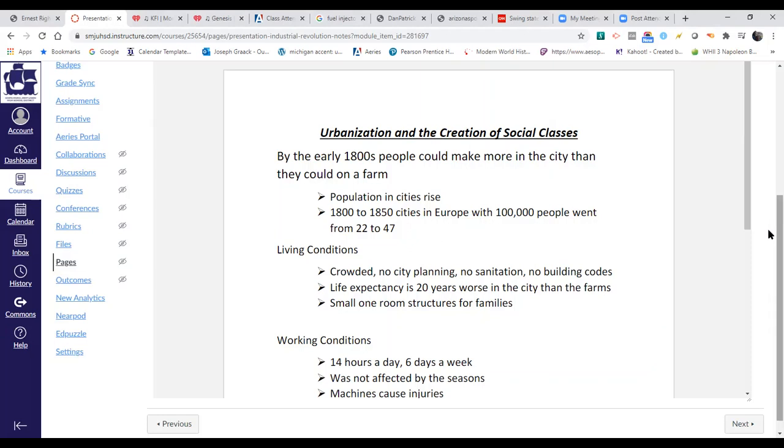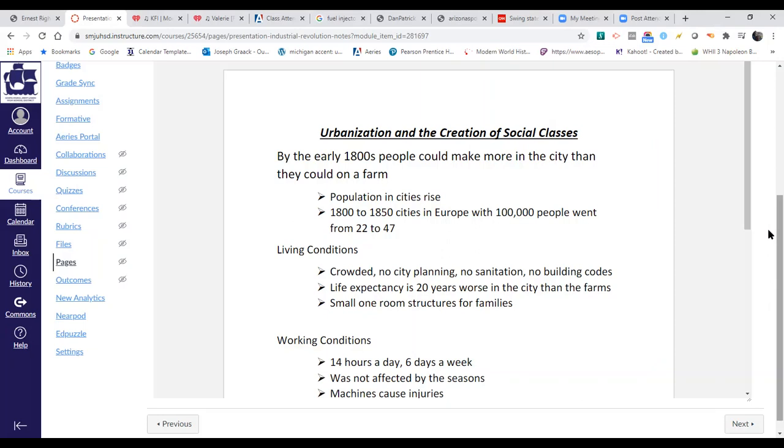So from 1800, and remember, Napoleon's reign ends about 1812. Europe is back to normal about 1815. From 1800 to 1850, cities in Europe with 100,000 people went from 22 to 47. So the population essentially in Europe has doubled in half a century. And that's because of this abundance of food, the availability of water, and, right, stability, right? There are no more wars really going on between.